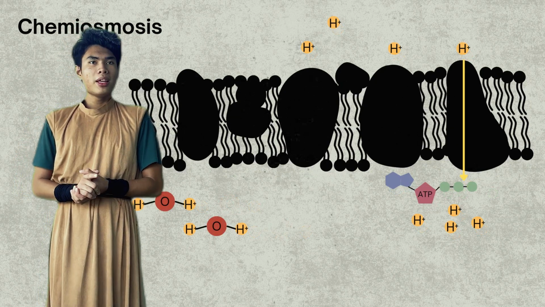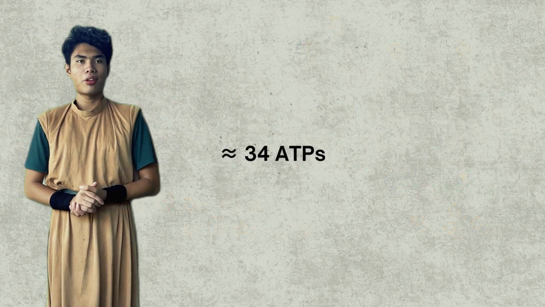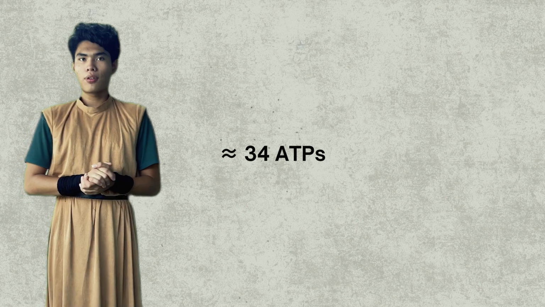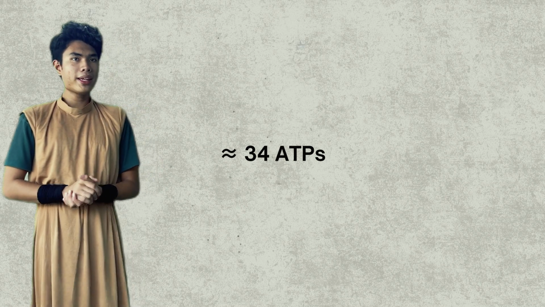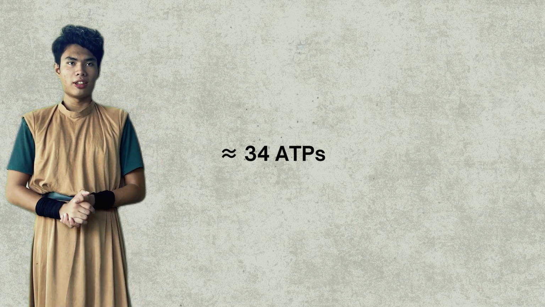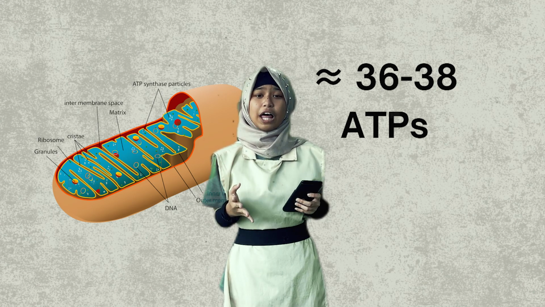To sum it up, the electron transport chain generates around 34 ATP molecules for each glucose molecule, making it the most efficient part of cellular respiration. So if we combine the net ATP produced by the whole cycle of cellular respiration, we get about 36 to 38 ATP produced. This really brings mitochondria, the powerhouse of the cell, to a new level.